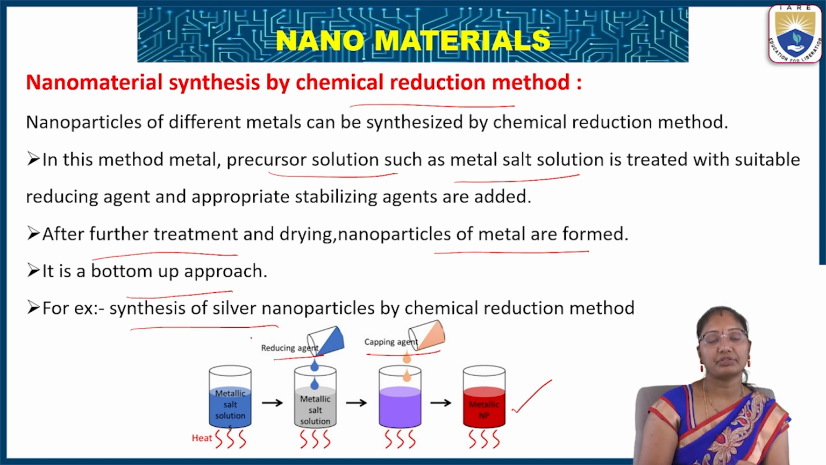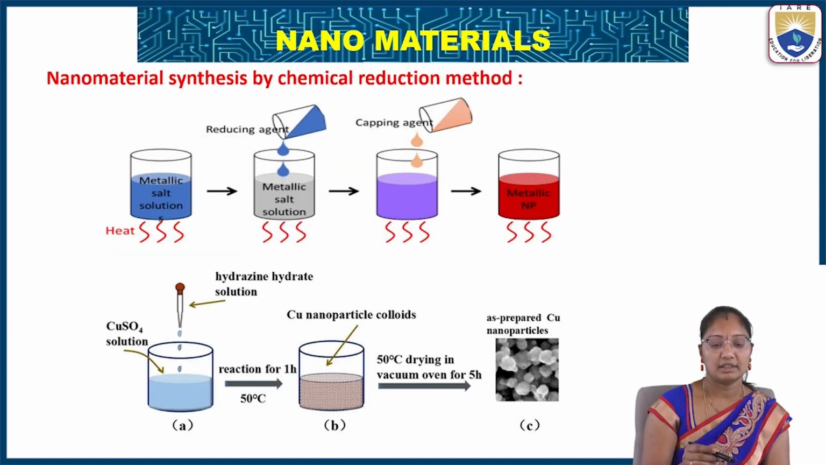The synthesis of silver nanoparticles by the chemical reduction method. So, for example, here we are heating the metal salt solution, then the reducing agent is added, followed by a capping agent, then the metallic nanoparticles are formed, which on further drying, we get the powdered form of nanoparticles. Here, this is the metallic salt solution, and the capping agent.